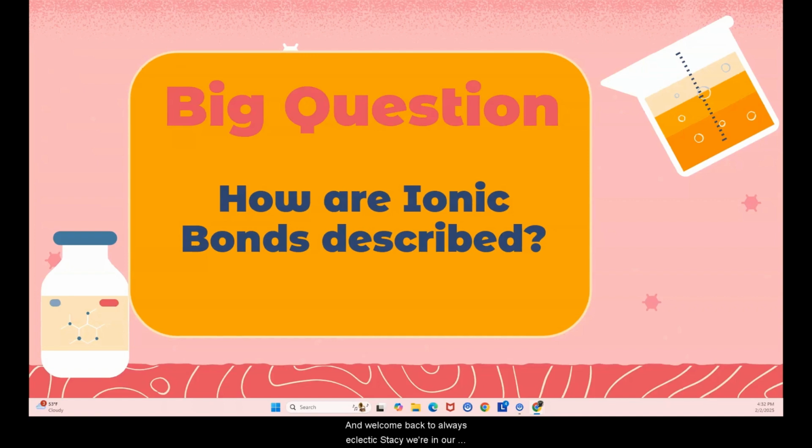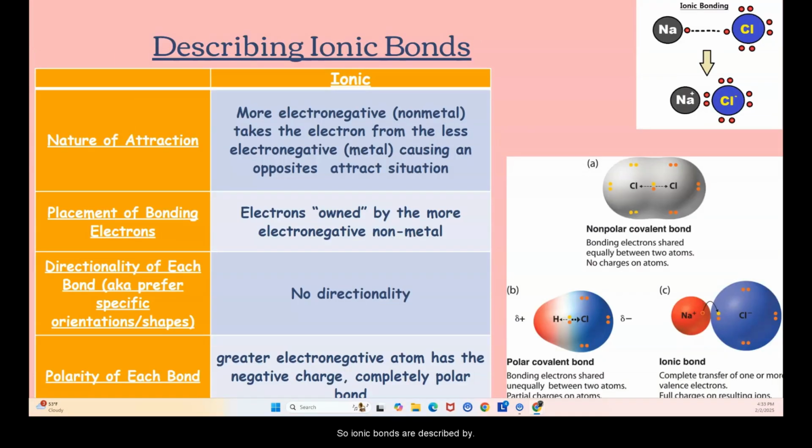We're in our ionic bonding series, and today's big question is, how are ionic bonds described? So, ionic bonds are described by several things. The nature of attraction: the non-metal, which is always more electronegative than the metal, will take the electron from the metal, causing an opposites-attract situation. Meaning you're basically making magnets. It's stealing the electrons, so the metal becomes positive, the non-metal becomes negative, and they stick together.